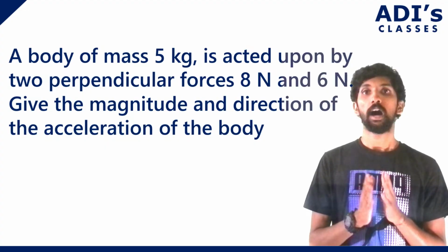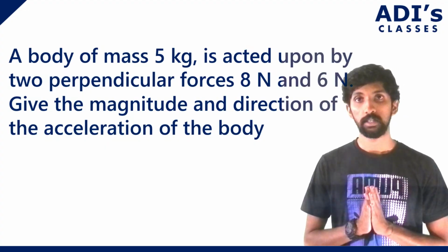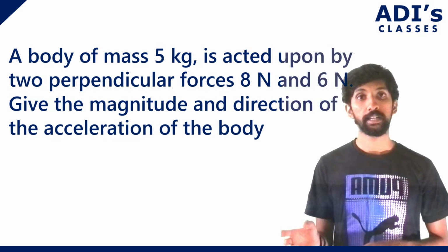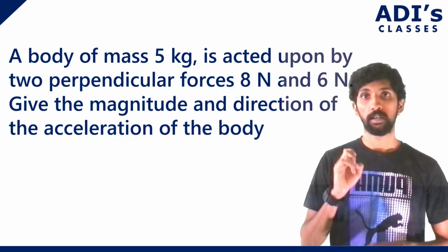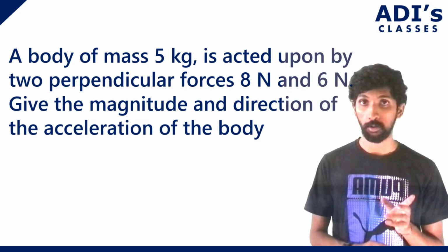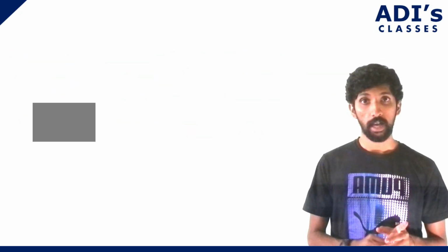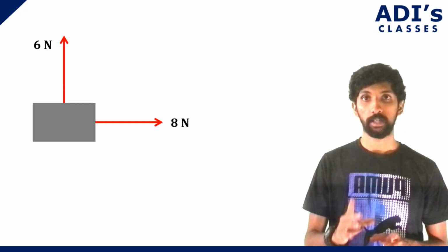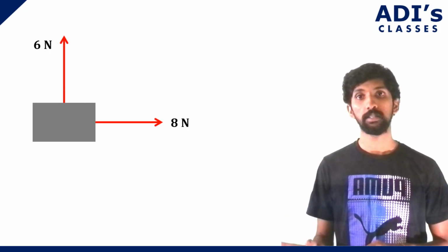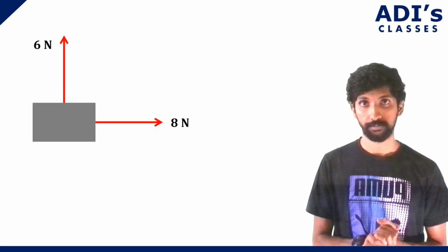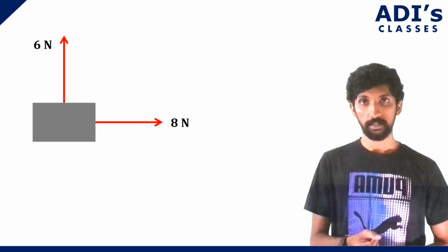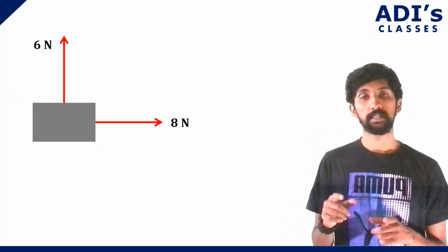The next one says a body of mass 5 kg is acted upon by two perpendicular forces, 8 Newton and 6 Newton. Give the magnitude and direction of the acceleration of the body. Okay? Acceleration of the body. Now look at the figure. You have a 6 Newton and 8 Newton force. Correct? 6 Newton and 8 Newton. So this is the body.